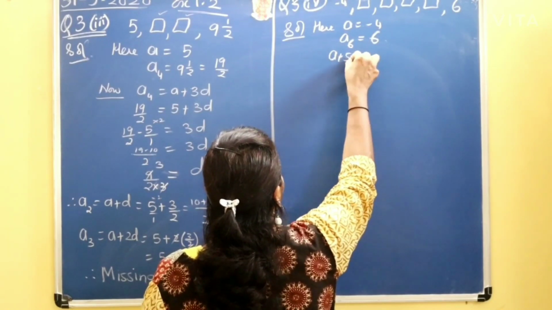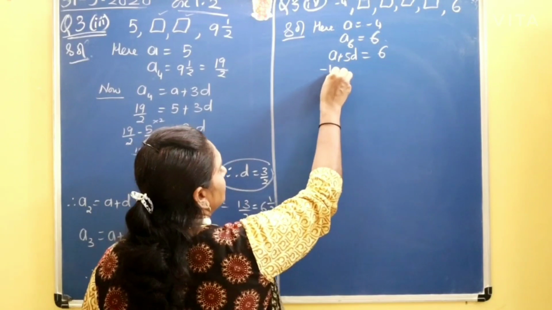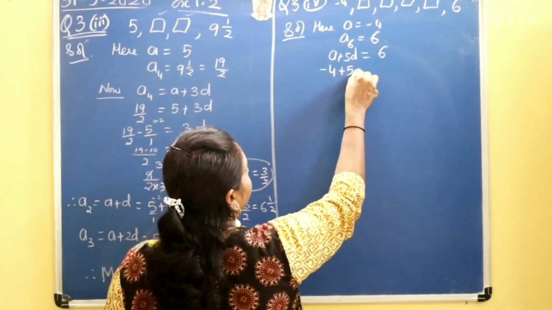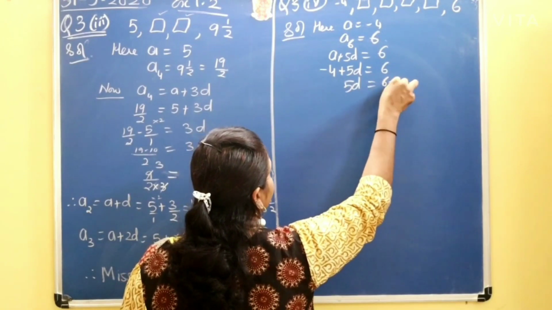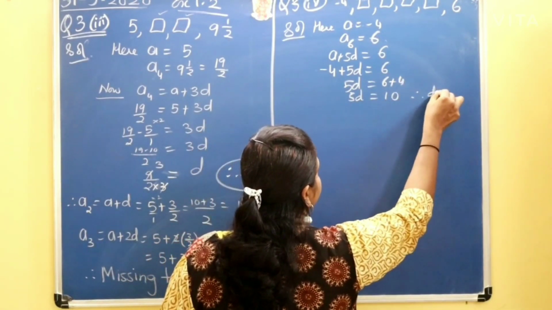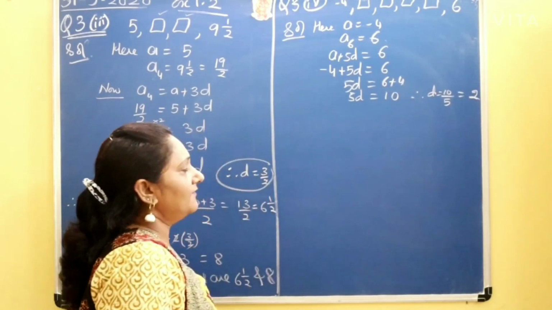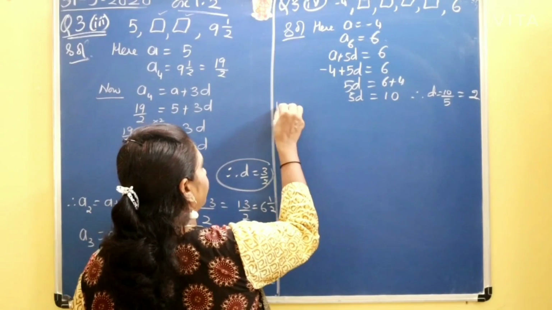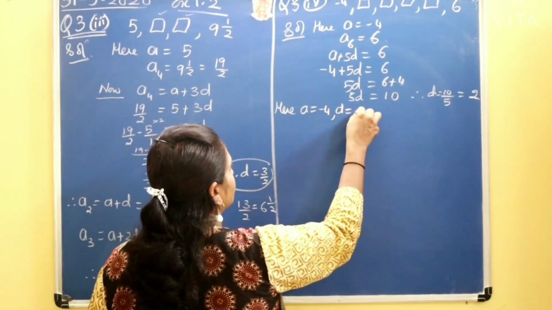A6 means A plus 5D, so A plus 5D is equal to 6. Then substitute the value of A, -4: -4 plus 5D is equal to 6, 5D is equal to 6 plus 4, 5D is equal to 10, therefore D is equal to 10 by 5, equal to 2. You have D is equal to 2. Here A is equal to -4, D is equal to 2.